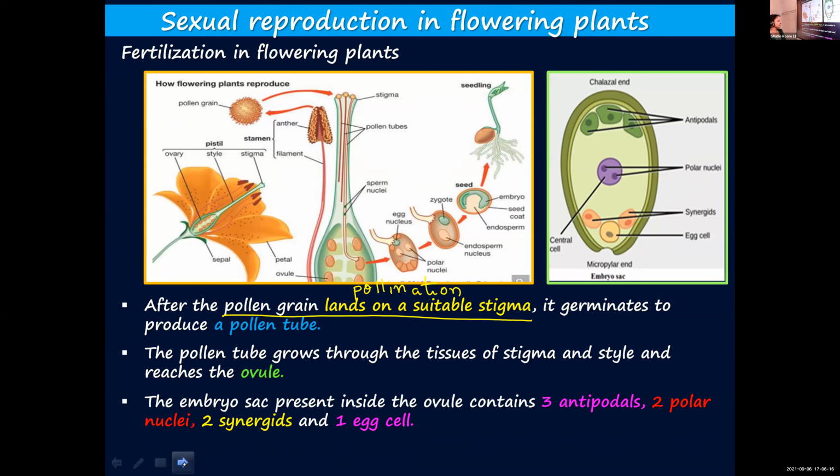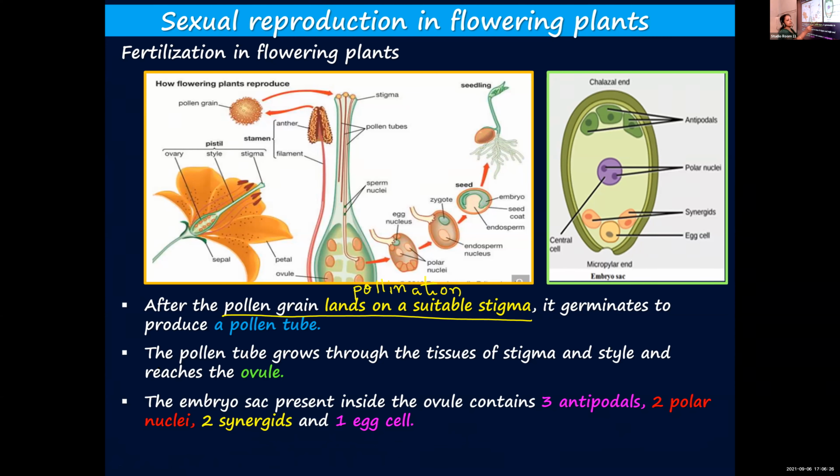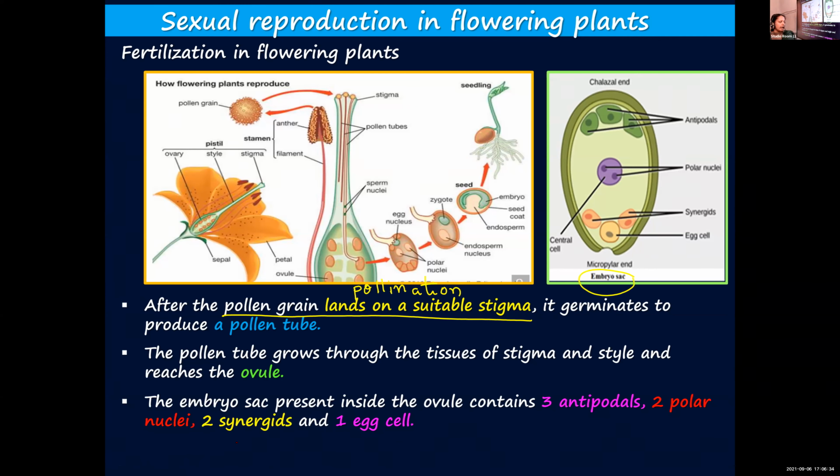The embryo sac is present inside the ovule. Children, I have shown here the third picture. See the third figure. Here you can see the picture of an embryo sac. And it is inside the embryo sac that the egg, or the female gamete, is present. Here you can see 3 cells.